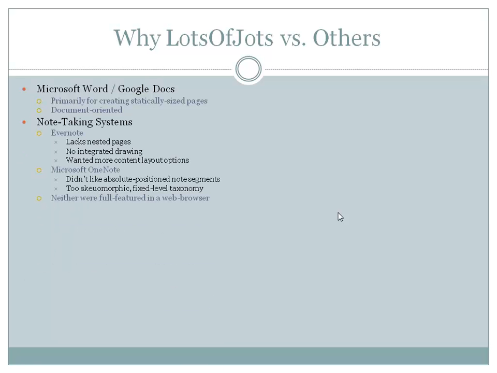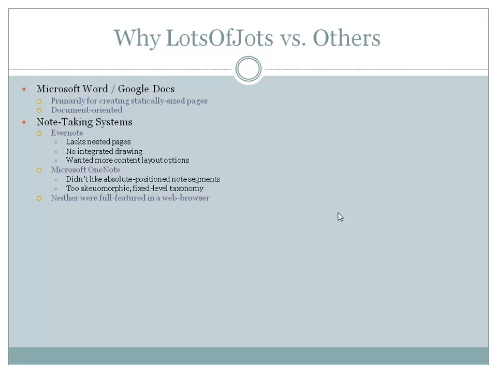If we look at note-taking systems, two of the most popular note-taking systems out there, I think, are Evernote and Microsoft OneNote. Again, they both have their merits. The things that I was looking at and thinking about when I created LotsOfJots, I didn't like the fact that Evernote didn't have nested pages. It really uses more of a tagging system. There weren't any integrated drawing capabilities. I know that they have some add-ons and you can post things to Evernote, but in terms of an integrated drawing system built right in, it didn't have that. And I was looking for something that had more content layout options. I wanted to have things like expand, collapse, sections, tabs, and dealing more with dynamic content like that.